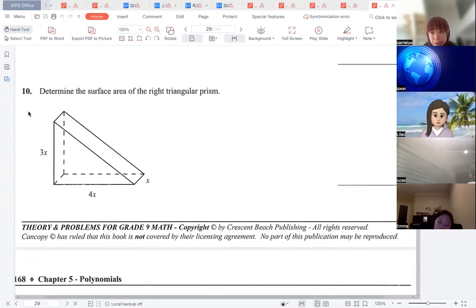Okay, so Lucas, Lilac, Daniel, and Emma, please focus on number 10 and send it to me. Surface area. Surface area for this one, number 10.